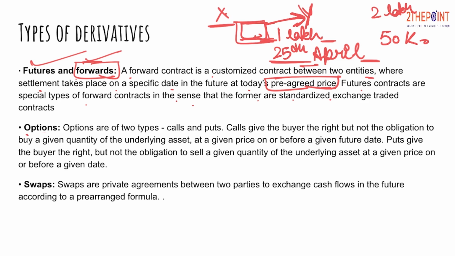Now come the options. So these are the types of derivatives. Okay, next is the options. Options are of two types: calls and puts. A call gives the buyer the right but not the obligation to buy a quantity of the underlying asset at a given price on or before a given future date.